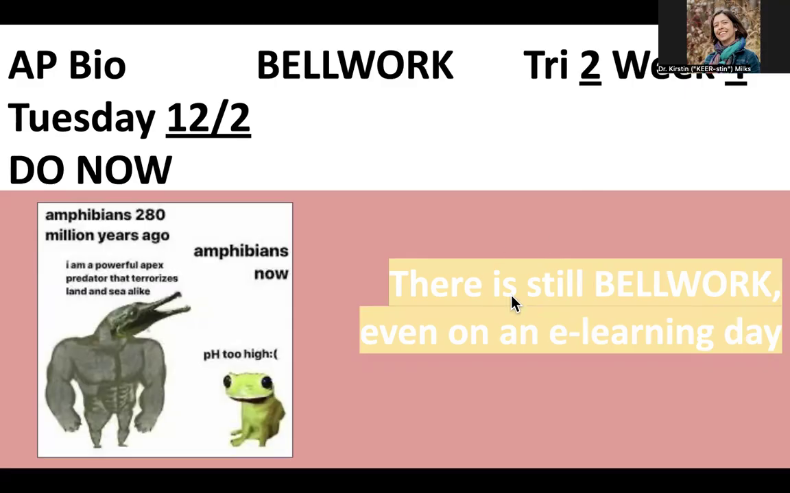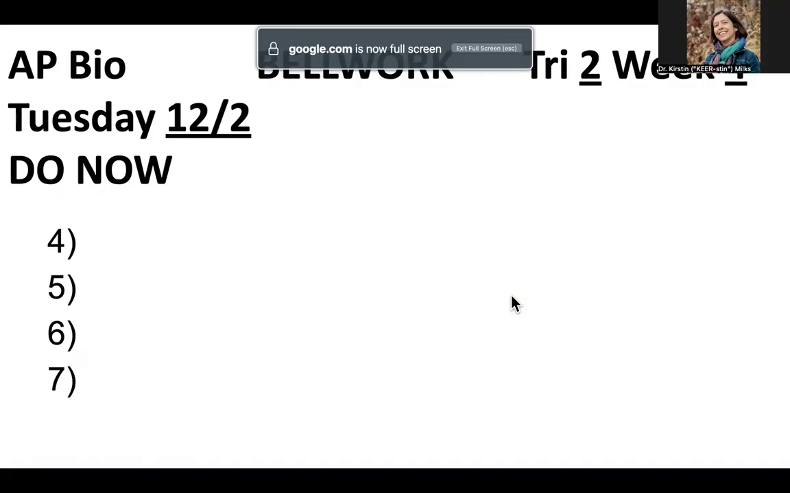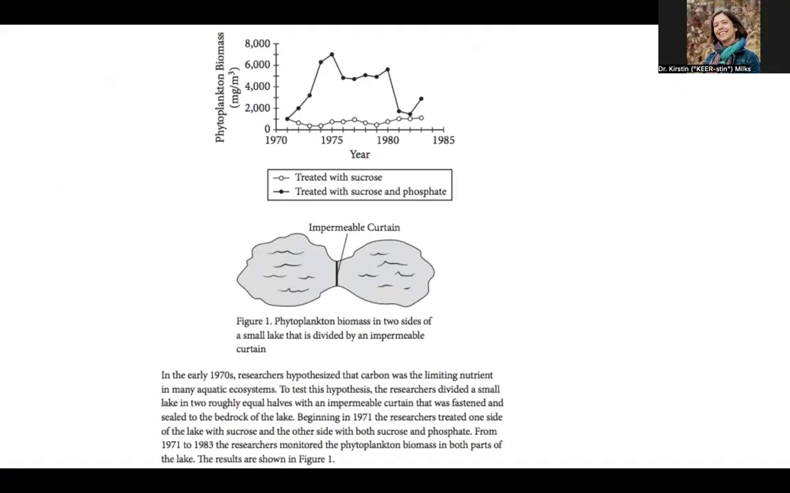Okay, so what you're going to do on your bell work for today is you're going to write down the numbers 4, 5, 6, and 7. So go ahead and pause and do that. If you don't have your bell work, you'll have to do this later. That's okay. Or you can do it on another piece of paper and then just transfer your answers.